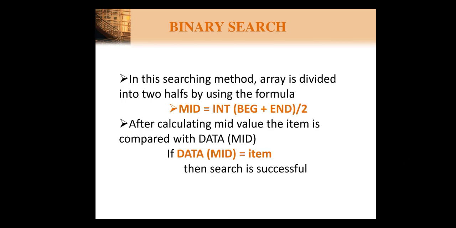Now how will this search process work? In this searching method, the binary search first divides the whole array into two halves, with the help of a formula, by calculating the mid: mid is equal to (beginning plus end) divided by 2. Now here, what is the beginning and what is the end? Beginning is nothing but the first element position of your array, and end is nothing but the last position, the last index number, of your array.